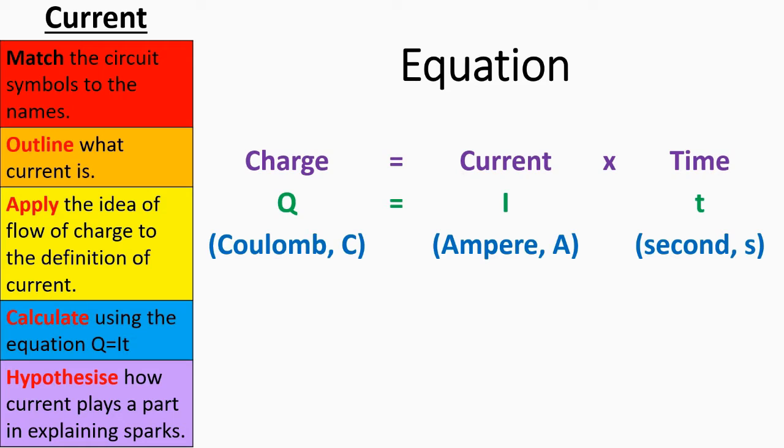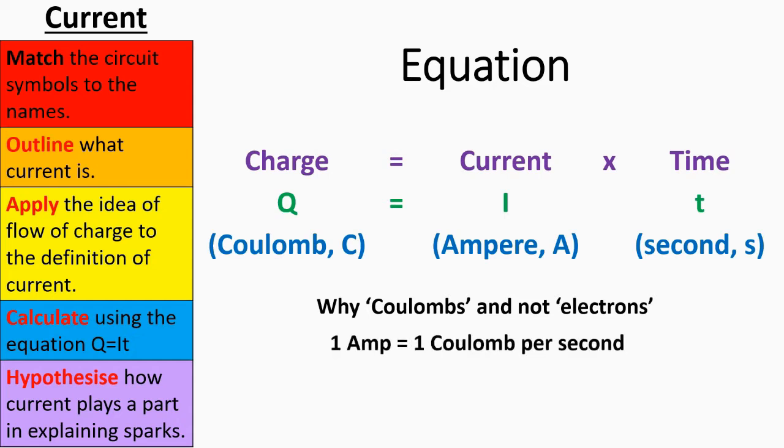Now previously we've talked about the fact that the charge carriers in a wire are electrons. So why can't we just talk about charge as being a number of electrons? Okay, so why coulombs and not electrons? Well, 1 amp, which is a typical amount of current that flows through a wire that we can use in school or in experiments or in the house, is equal to 1 coulomb every second.